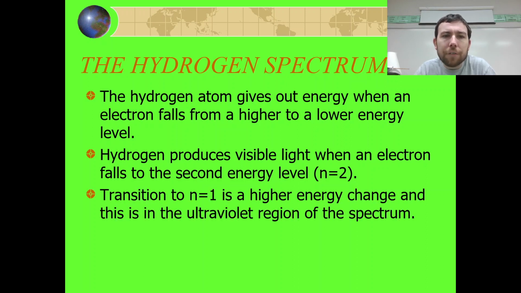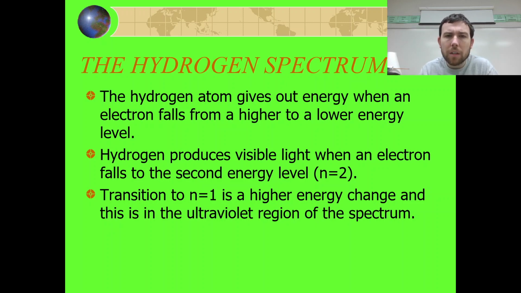Now, if the electron is in a higher energy level and it moves to n equals 1, the energy level that's closest to the nucleus, this is going to be a higher energy change because closer to the nucleus is lower in energy. And so what that's going to do is give off a UV form of light. So therefore it has higher energy.